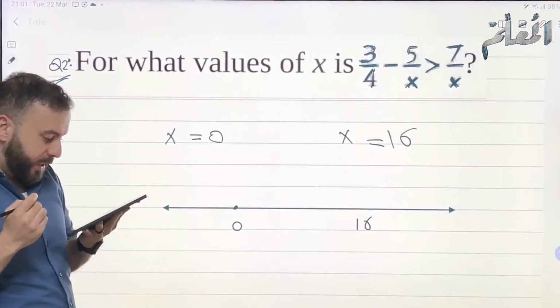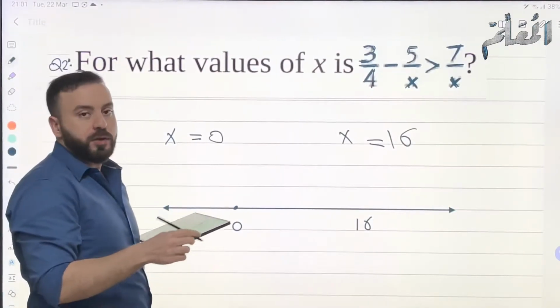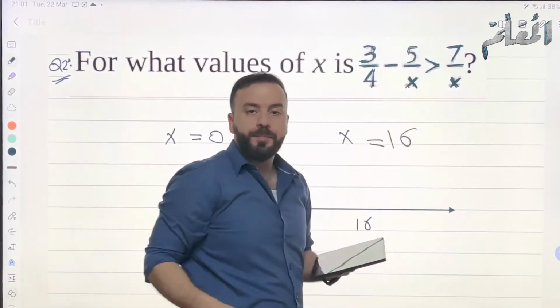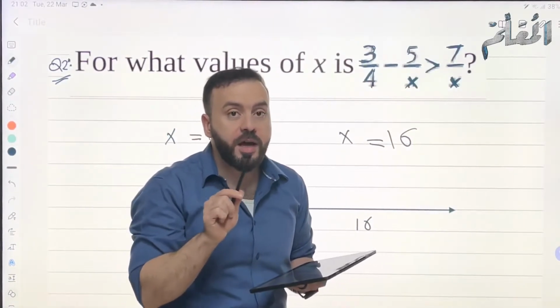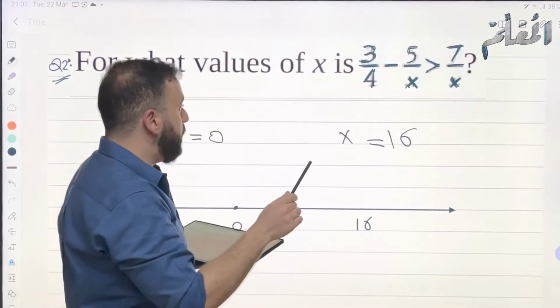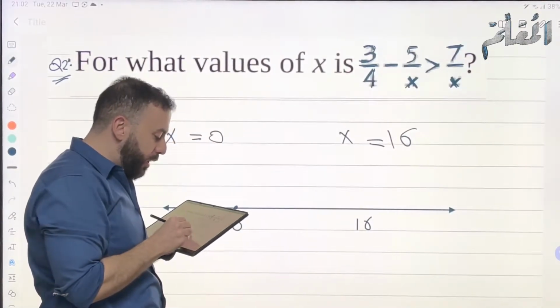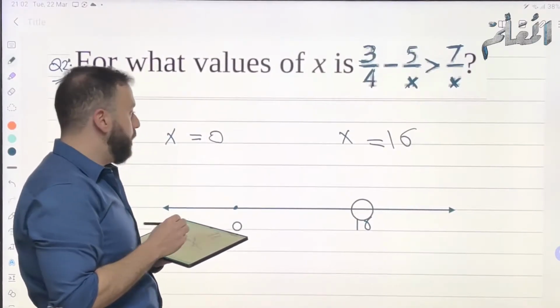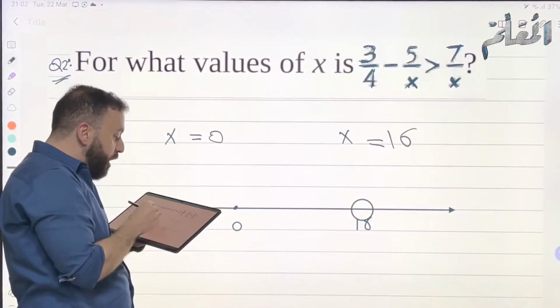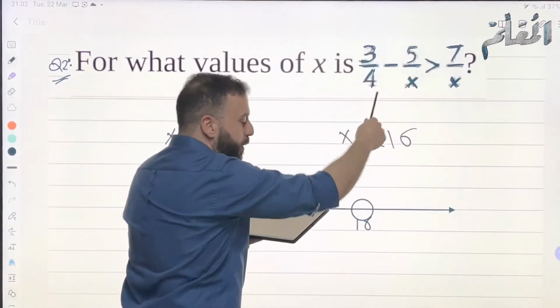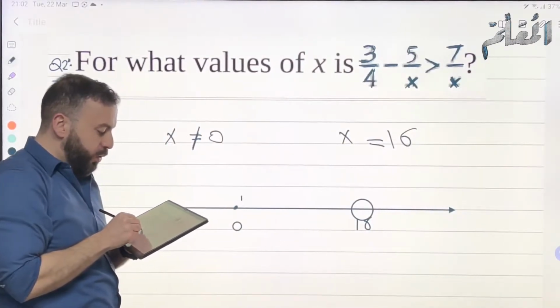Since it's an inequality, I need to check the sign. It's greater than, which is not greater than or equal. So greater than means 16 is not included in my solution. I will make it a hole. And since x should not equal 0, because 0 is going to make a problem, of course I will have a hole there too.